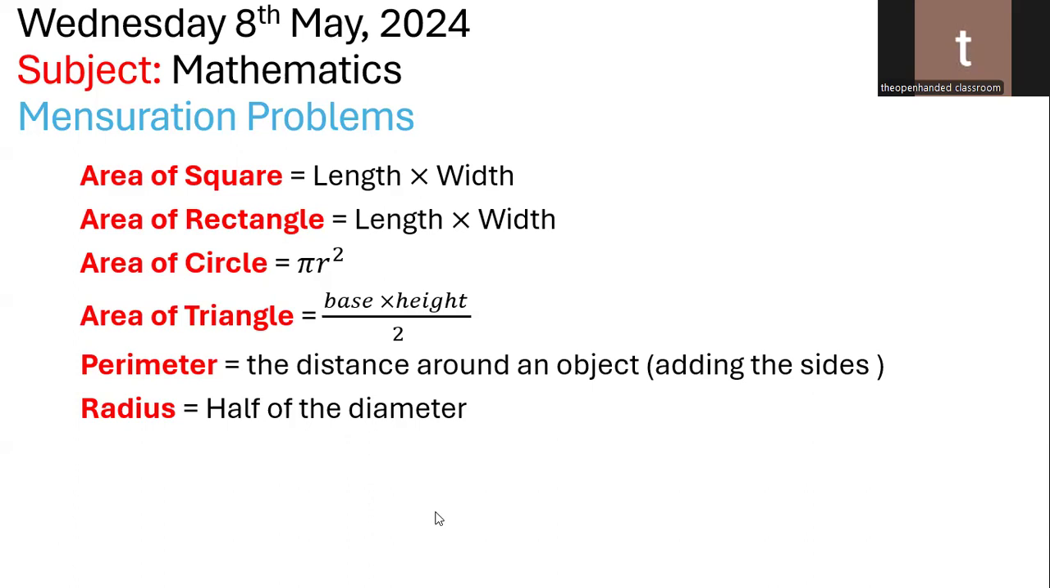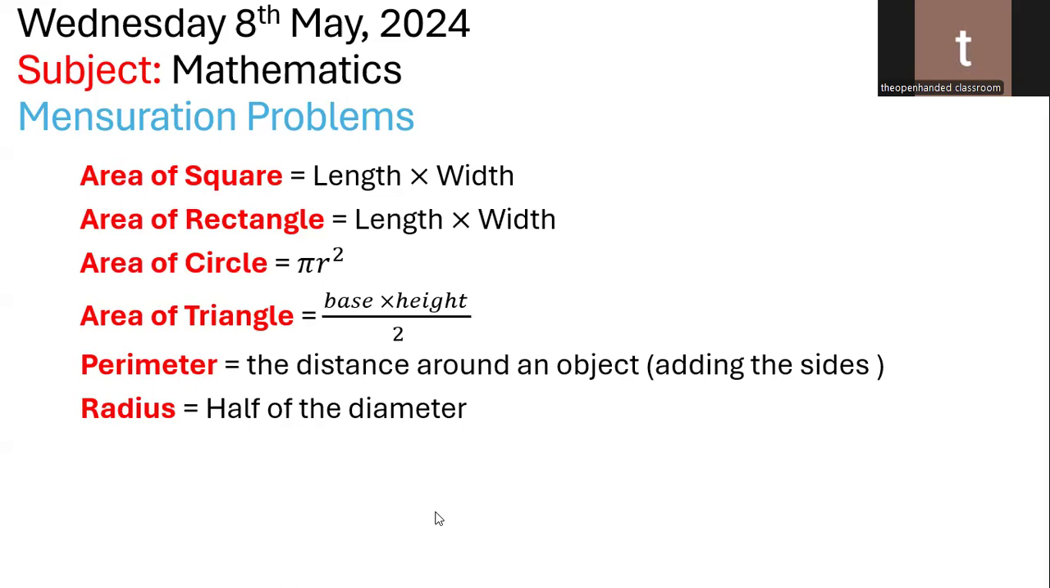How about Dia Gibson? Dia Gibson, are you there? Dia? Yes, sir. Good. What's the perimeter of a shape? What do we call the perimeter? What is that by definition? The distance around an object, adding the sides.